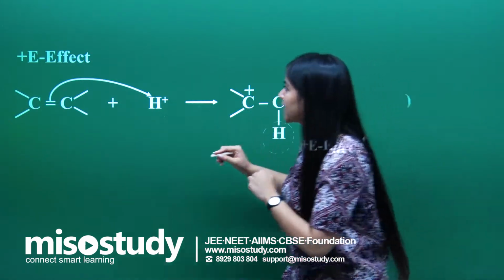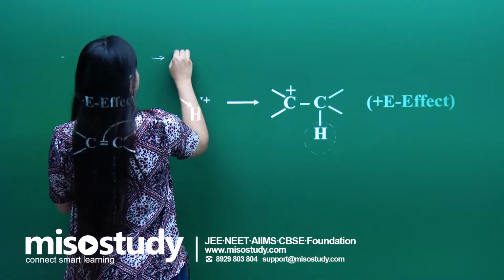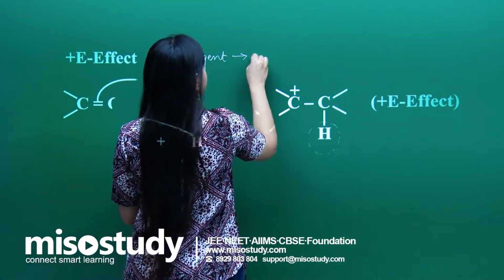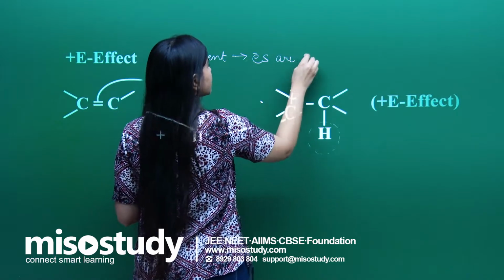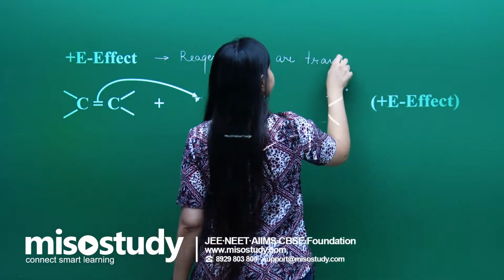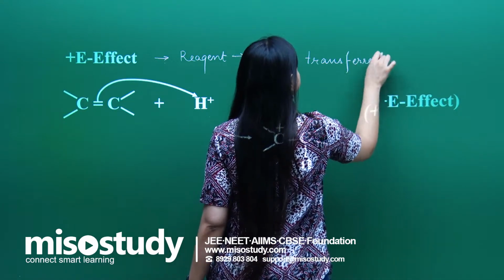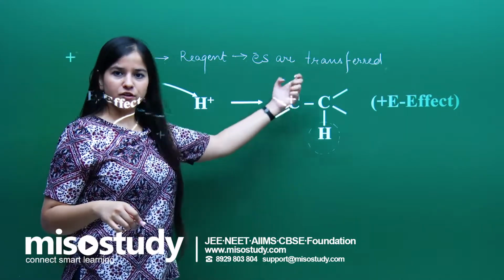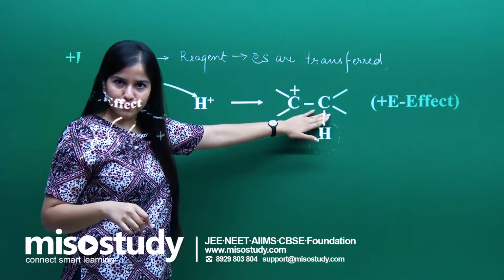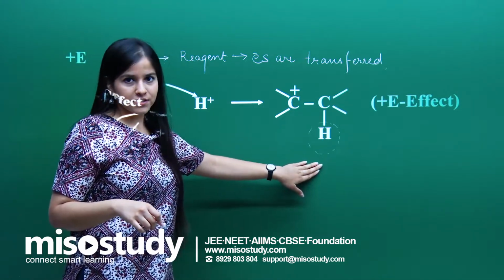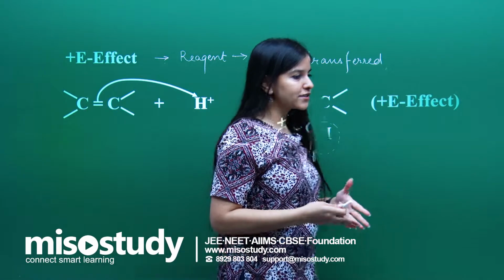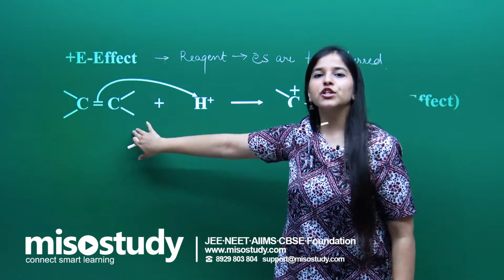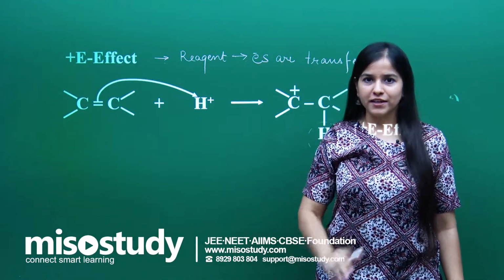So the plus E effect says that the reagent gets attached where the electrons are transferred. The electrons got transferred onto this particular carbon, and here the H positive got attached. This is known as the plus E effect. Obviously it is a temporary one, because once I remove this reagent, we get that molecule, that alkene, back, and there is no shifting of the pi electrons.